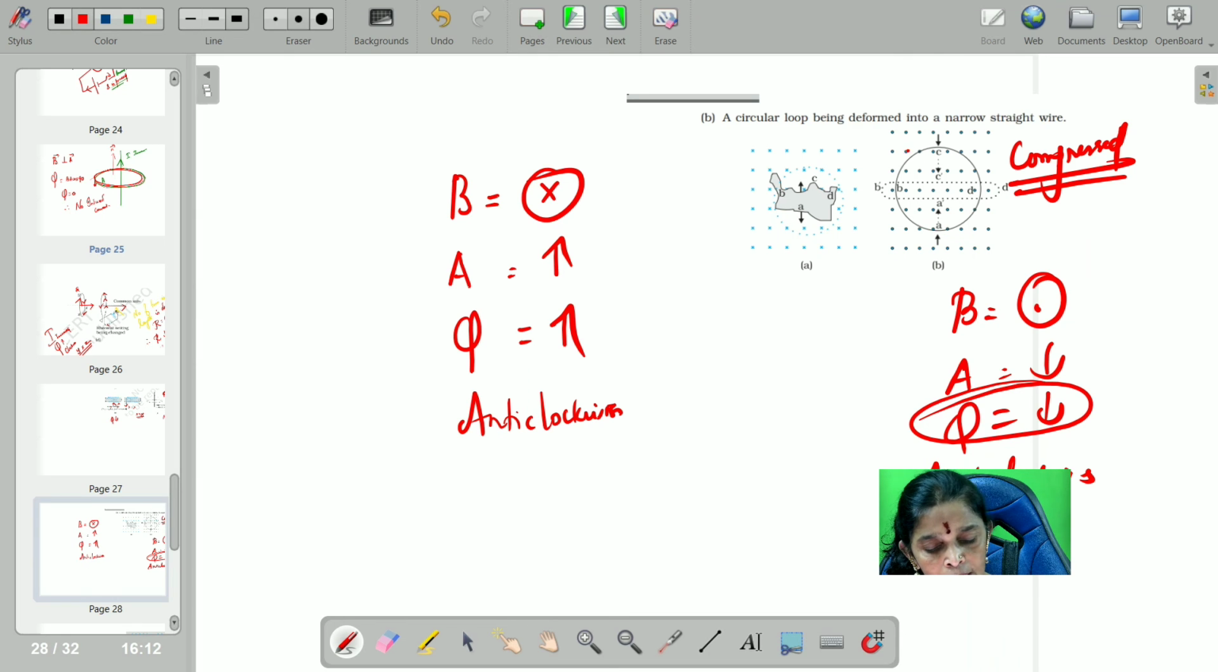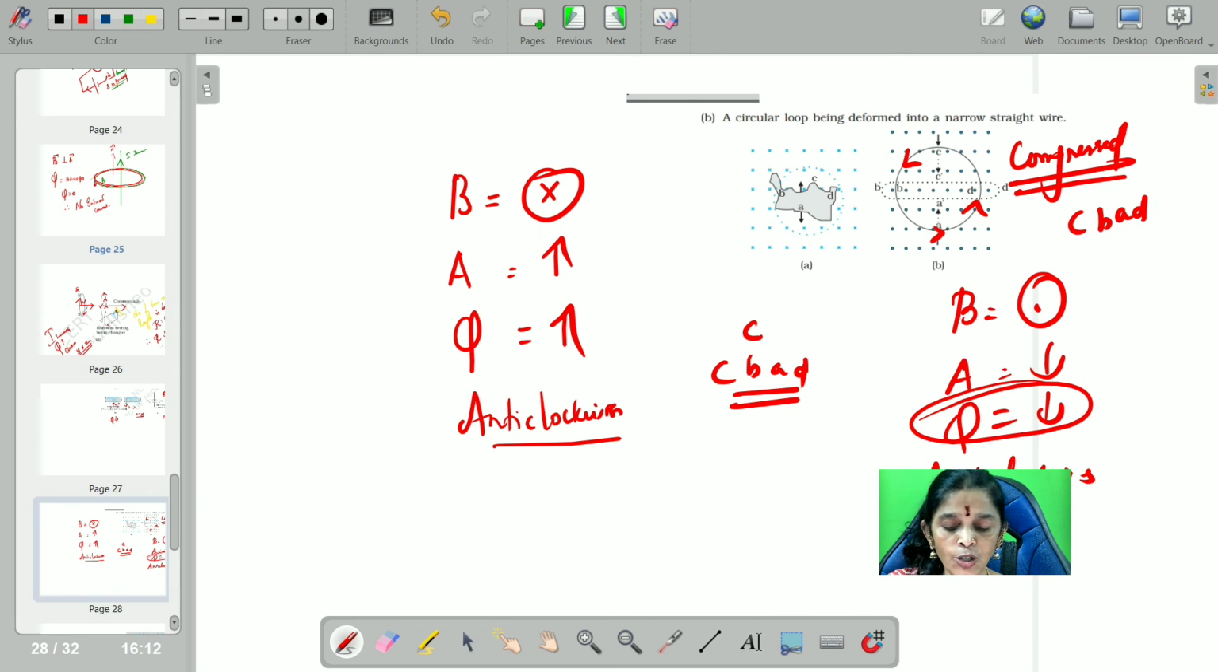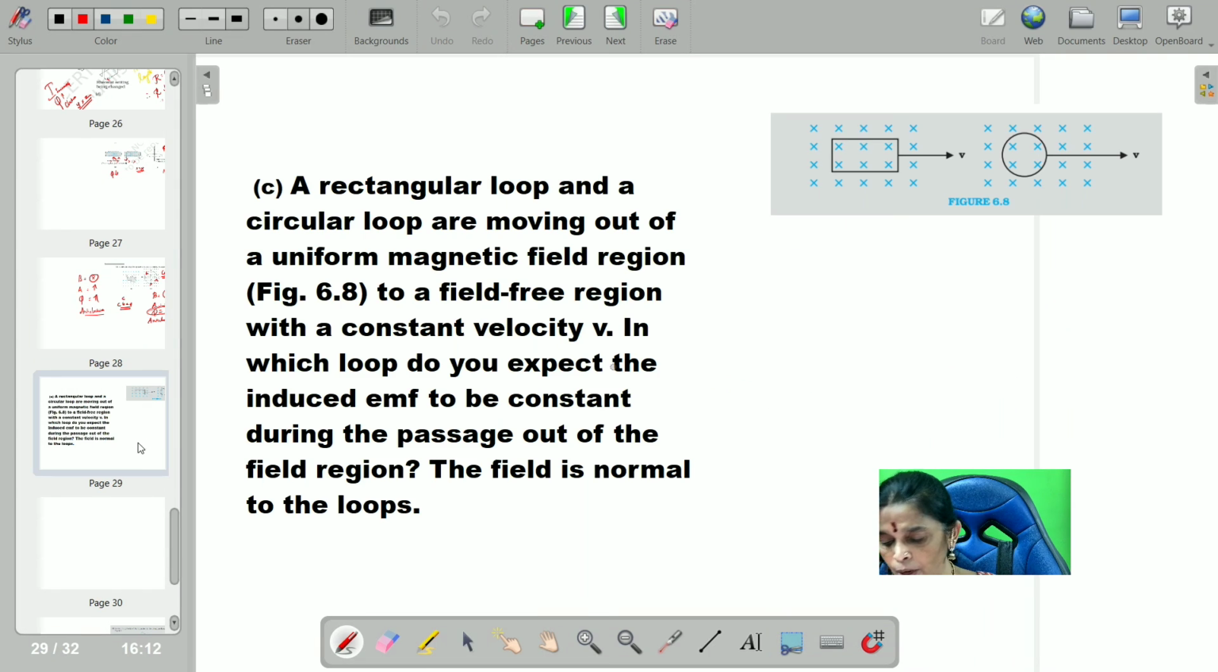So anti-clockwise, CBSE, like that. So here anti-clockwise direction, CBAD, like that. Do you understand, children? Right?